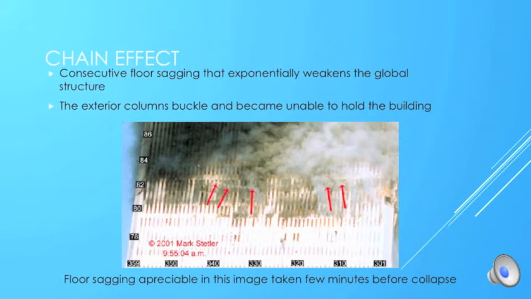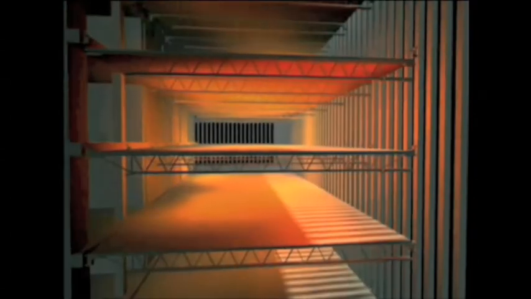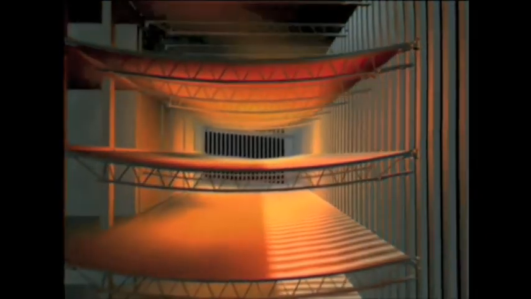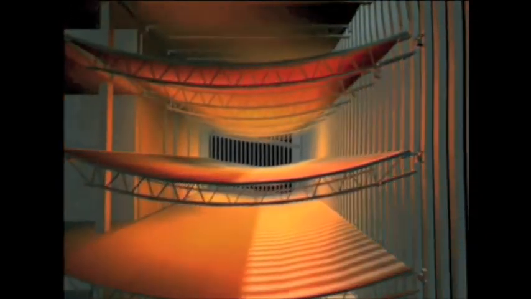When many floors collapse, the exterior columns are not connected with the inside core, which makes their buckling distance double, and their critical load is divided by 4, which makes them collapse. Here we see a video of a simulation of the floor sagging because of the effect of temperature.